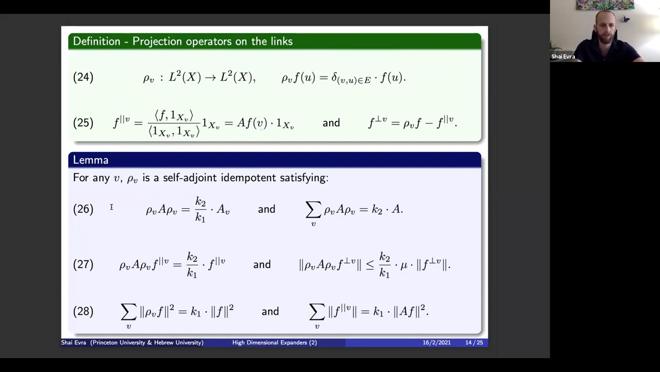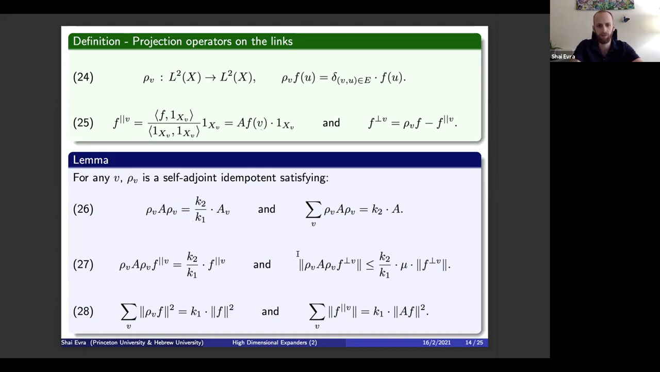So for instance, in equation 26, you see the relation between projecting the actual adjacency operator to the link and the local adjacency operator. And you see there is some normalizing constant that you need to multiply, but other than that, rho v A rho v is essentially A v. And also, if you sum up all the projections of the global adjacency operator, you will get the adjacency operator, but you counted everything k2 times. So there is a constant of k2 appearing.